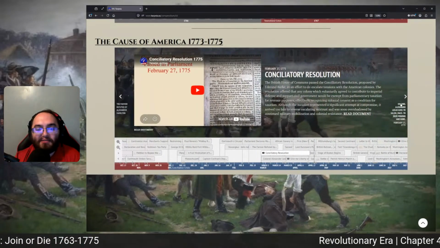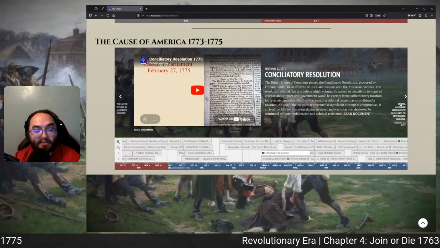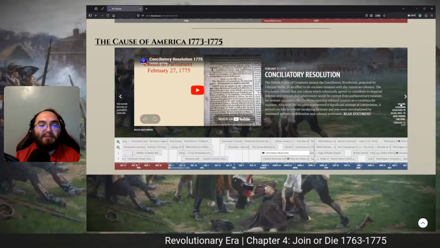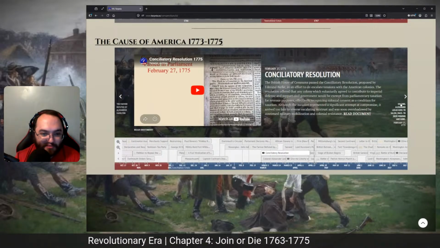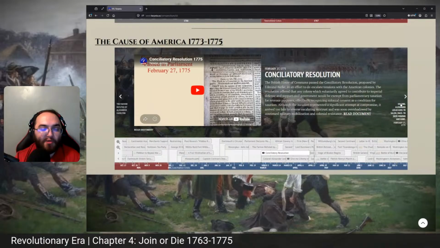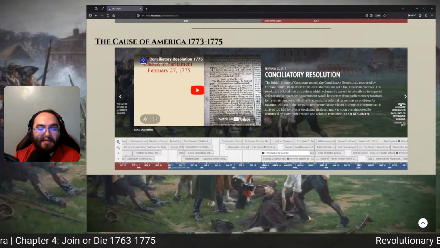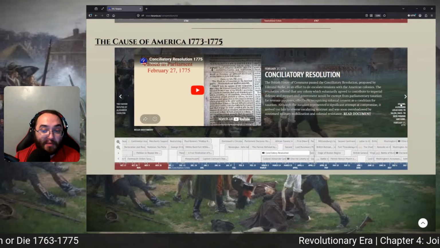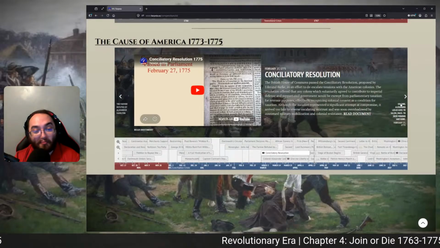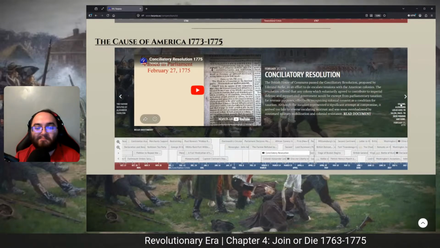And then you have the conciliatory resolution passed by Parliament, and this is the final attempt of Parliament to reconcile peacefully with the American colonies. Sadly for Parliament, this does not work out.